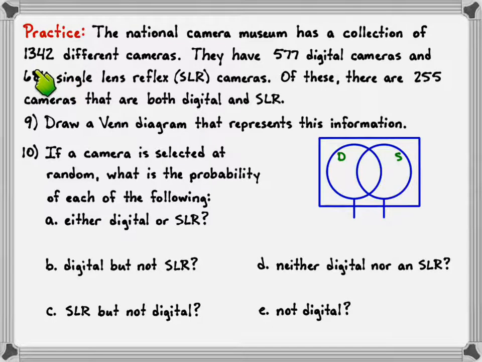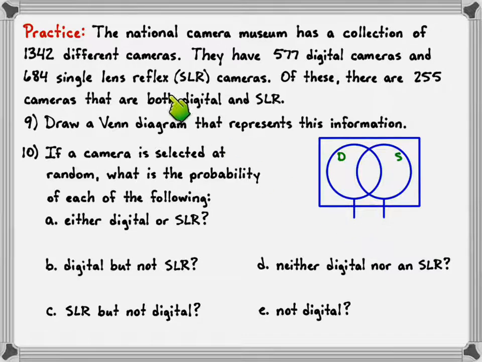What is the 1342? Well, that is the total amount. Oops, going in different places here. Let me take a step back. The 1342 is the total amount of cameras, so I would put that outside, the total amount. The 577 is the digital cameras. Again, this is the total amount of digital cameras, not just this part of the digital cameras. It's including the entire circle, so we want to put that down here.